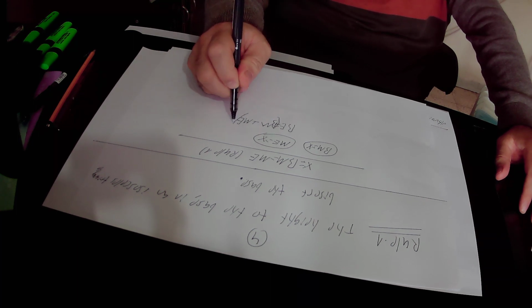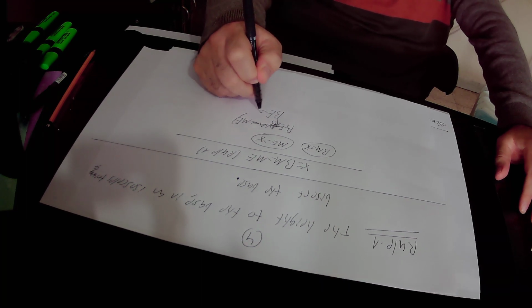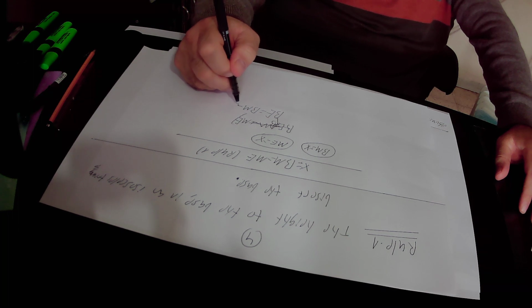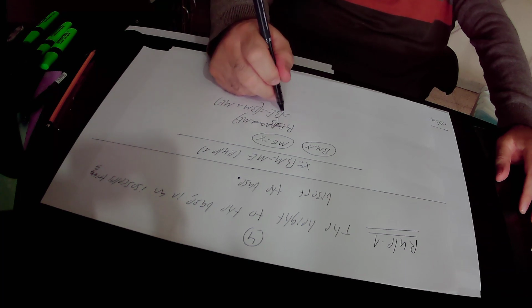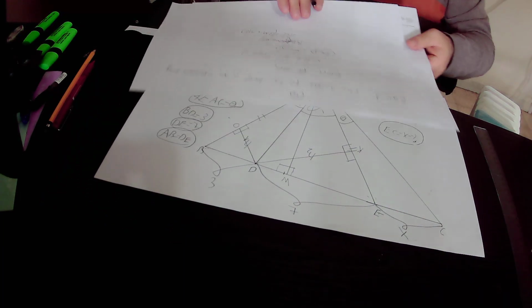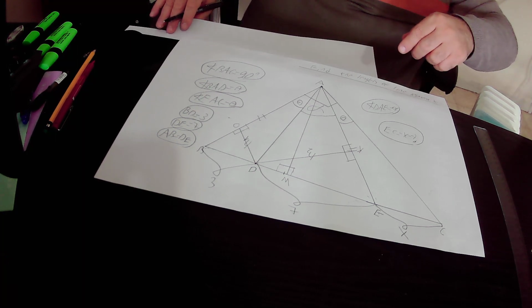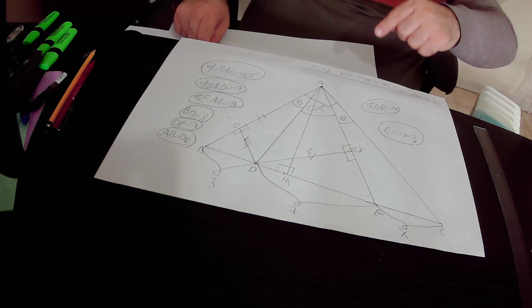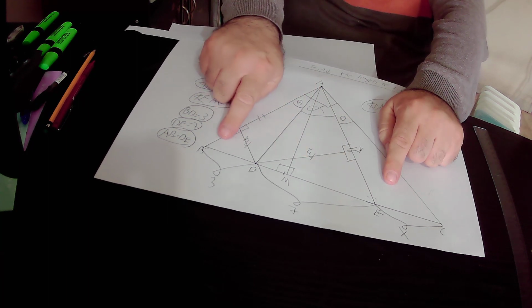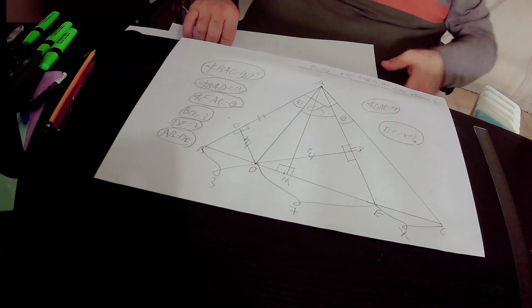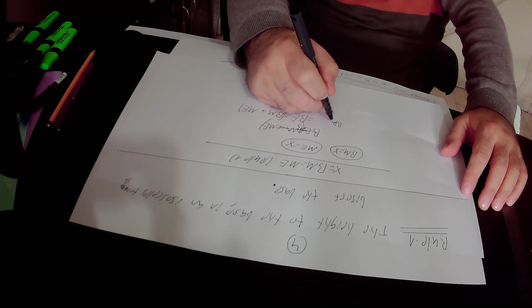So from one side, BE equals BM plus ME. Okay? But from the other side, you can see that BE is equal to BD plus DE. BE equals BD plus DE.